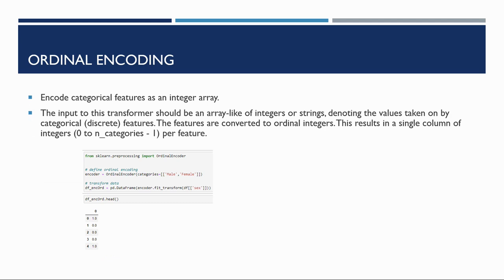Next is ordinal encoding. Ordinal encoding encodes categorical features as an integer array. The input to this transformer should be an array-like of integers, and the features are converted into ordinal integers. So this results in a single column of integers from 0 to n categories minus 1 per feature, similar to label encoding. In scikit-learn we have the ordinal encoder function we can directly use for converting categorical to numerical features.